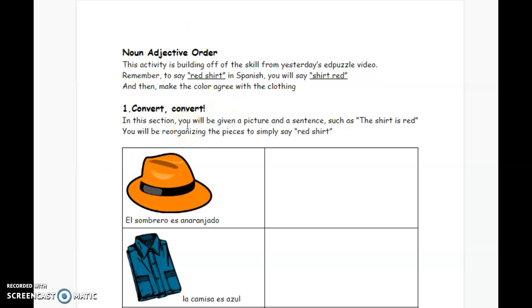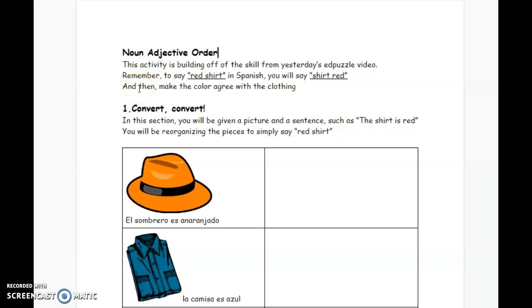The second thing I want to cover before we get going is please watch your spelling, okay? If we're not recalling words from memory, they should absolutely be spelled right. And I'm going to talk about what that means as I'm explaining the video, okay? So our header here, noun, adjective, order. This activity is building off of the skill from yesterday's Edpuzzle video. So if for some reason you didn't do that Edpuzzle video, please go do that before you attempt this. Otherwise, it's going to be real confusing, perhaps, okay?